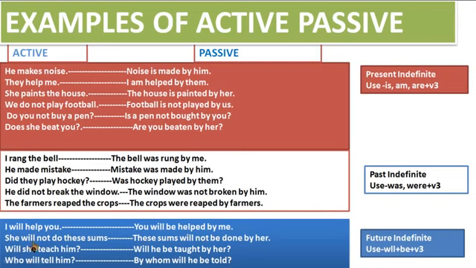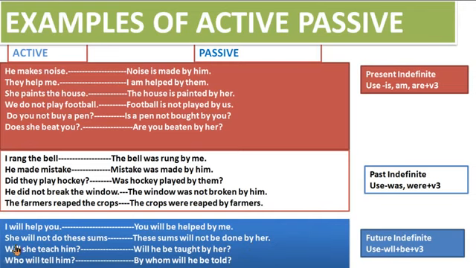Next sentence is she will not do these sums. These sums are the object. These sums will not be. The third form of do is done, by, she changes into her. These sums will not be done by her.